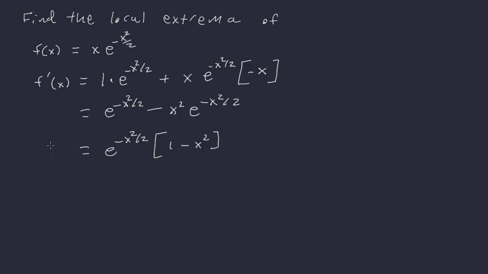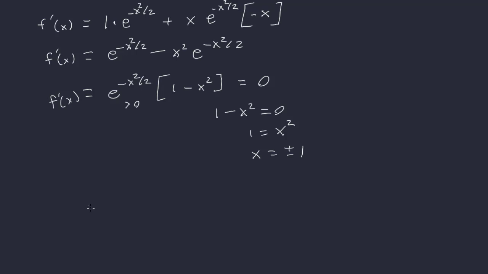Now, when we go to find critical points, here's something to keep in mind: remember, this e to the stuff is not actually going to affect what we're doing at all. This is always positive. Okay? So when we set this equal to 0, we can just ignore this. So really, we're just looking at this. 1 minus x squared is equal to 0. So 1 is equal to x squared, so x is equal to plus or minus 1.